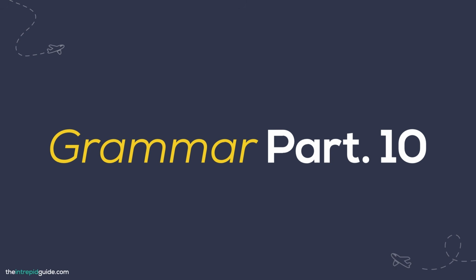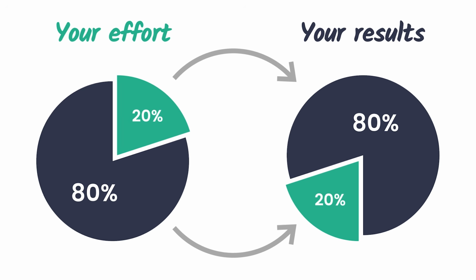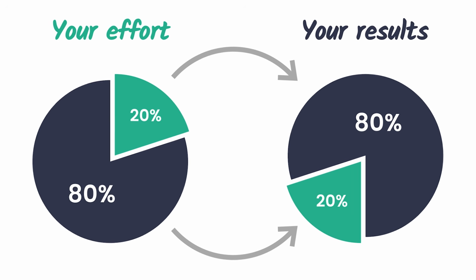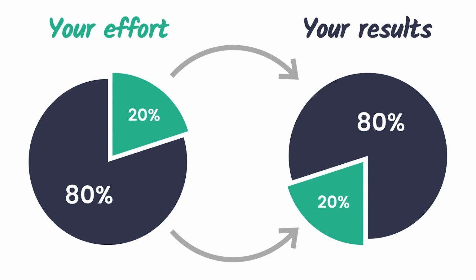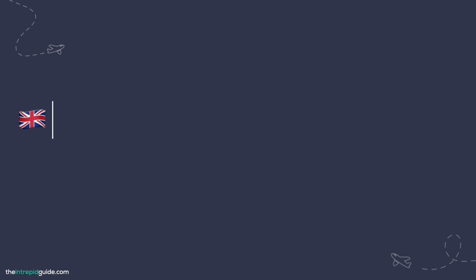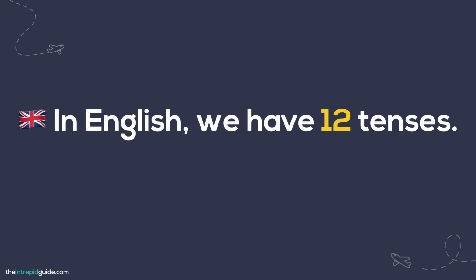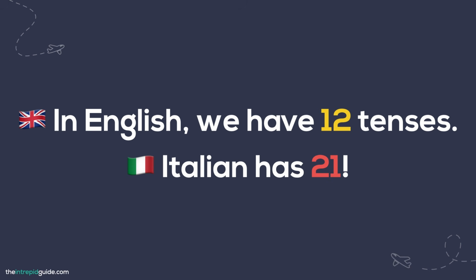The next part of Italian grammar can be a real nightmare for learners. But if you apply my 80-20 method, I'll show you the only top 20% that you actually need. Now in English, we have 12 tenses, believe it or not. Italian has, wait for it, 21. That's 9 extra tenses, and most of them you'll never need to use.